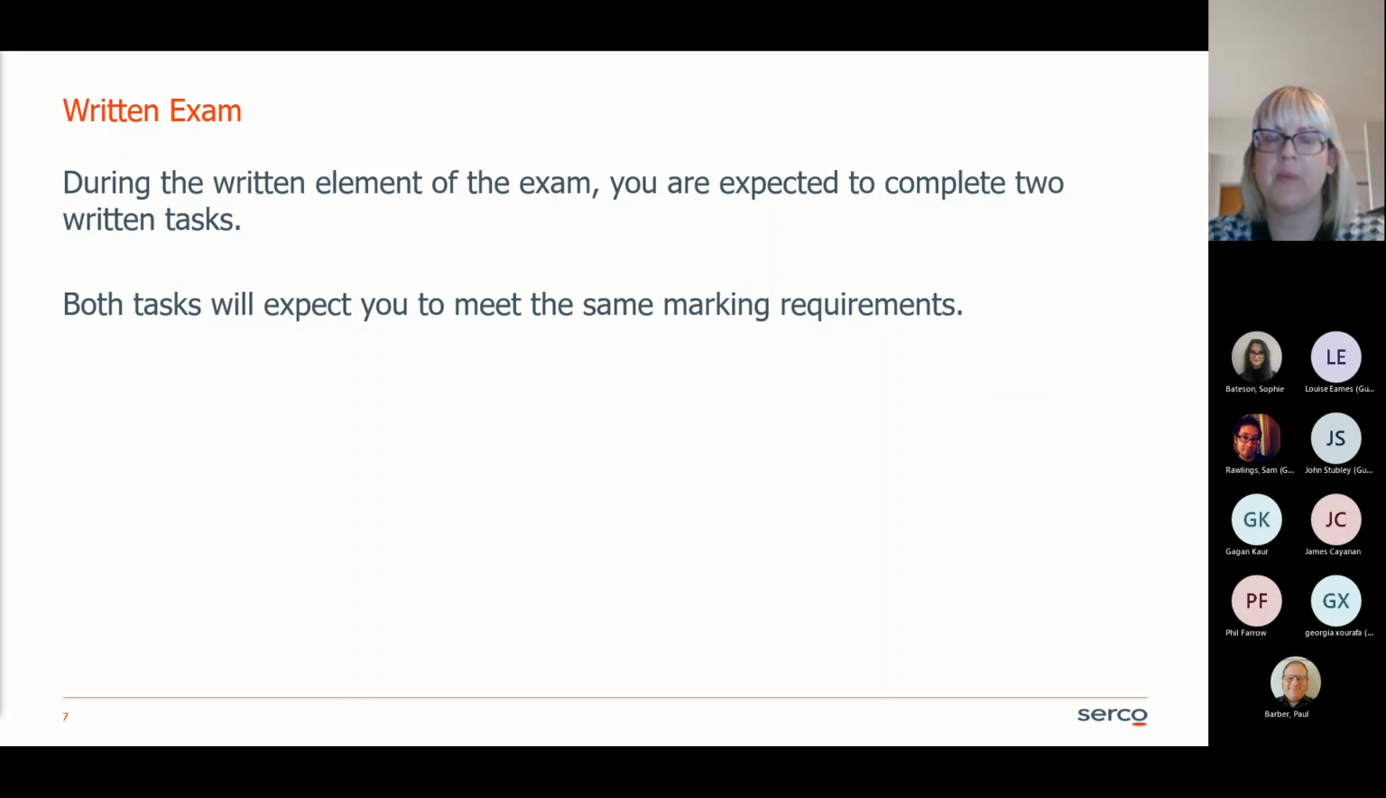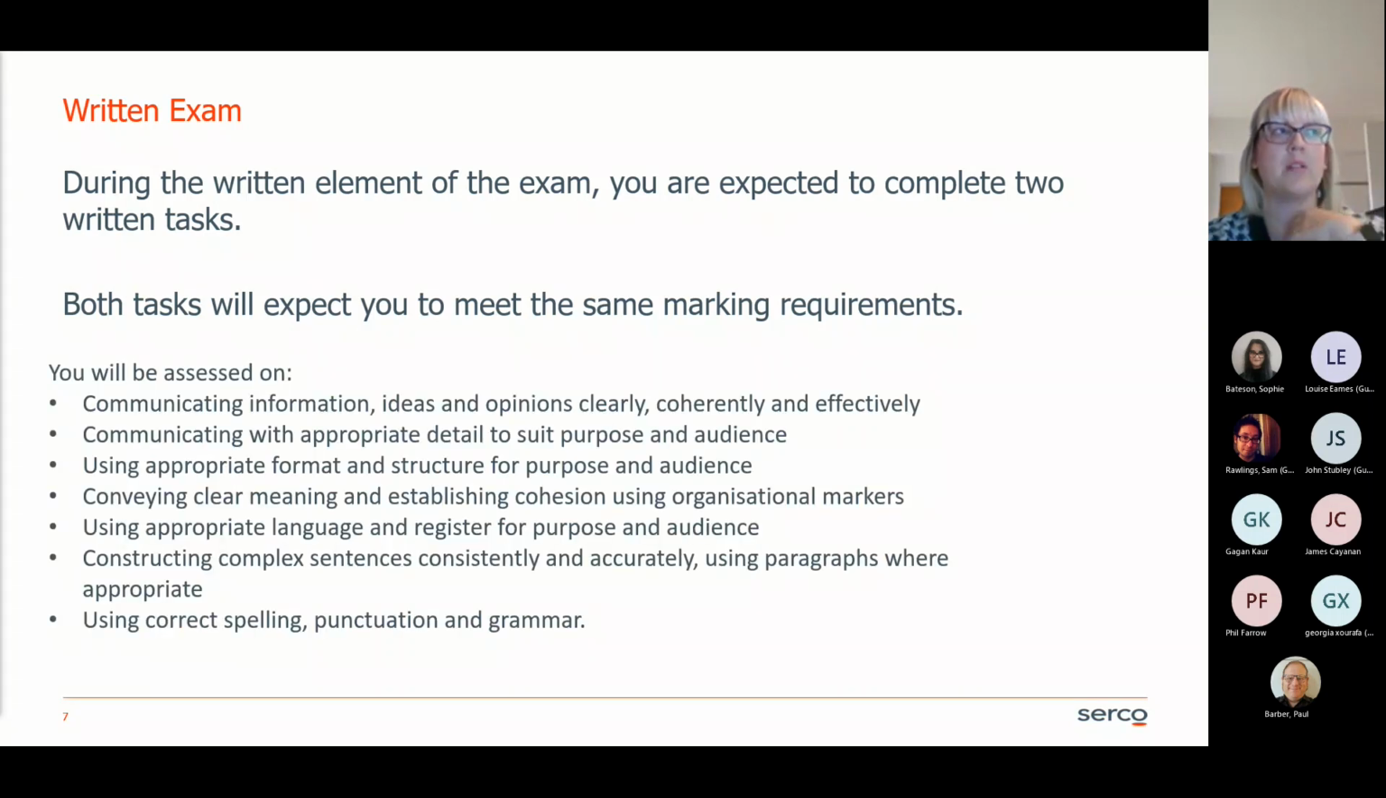Now, when I put them up on the screen, they are going to look quite formal and quite complicated. What I'm going to do, in the next couple of slides, I'll break it down so you have a clear understanding of what the requirements are. So on the next point, it's going to pull up the requirements. It says here you will be assessed on, and then it's got 7 points. I'm not going to read through those 7 points just yet. I'm going to go through them one by one in a moment.